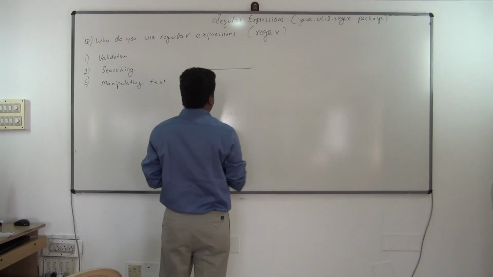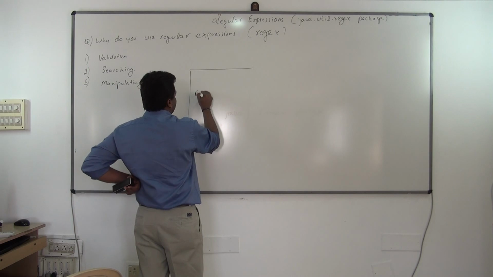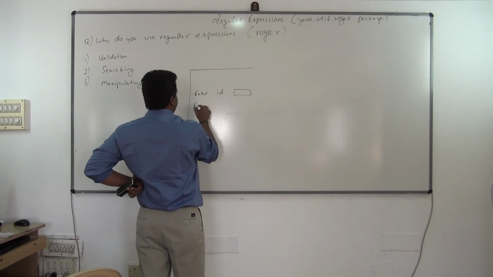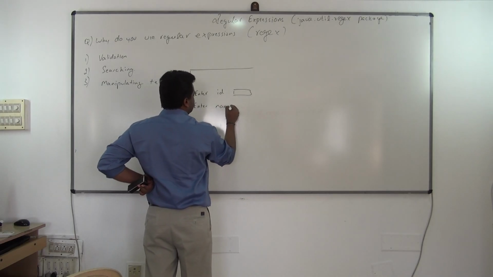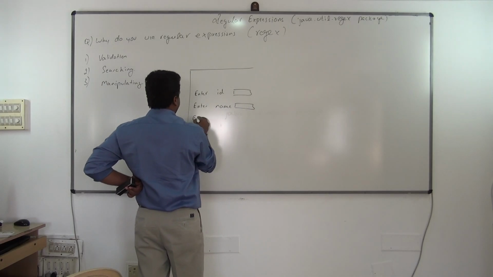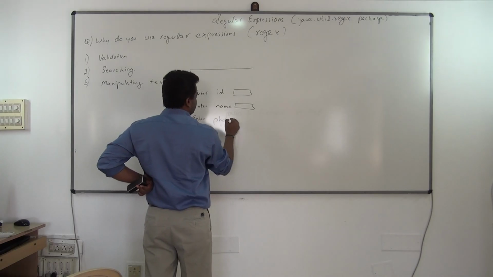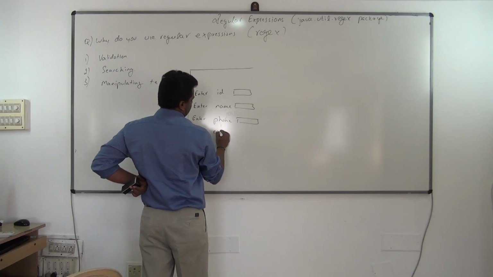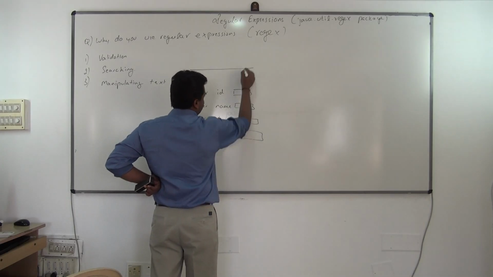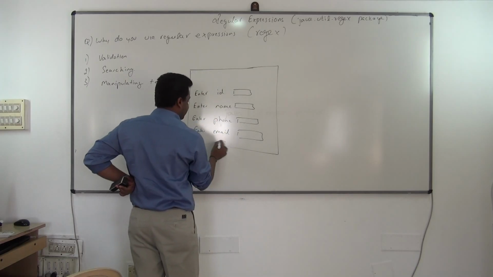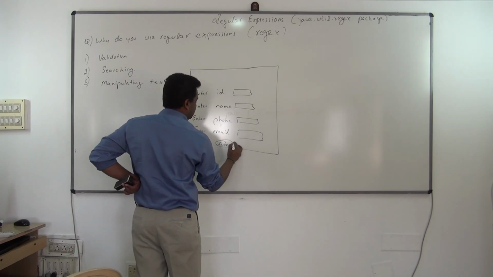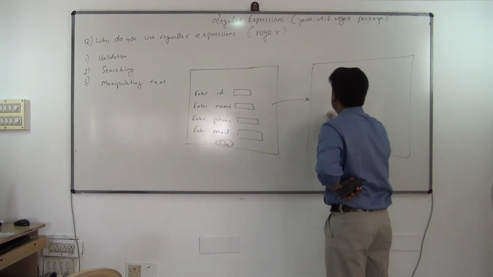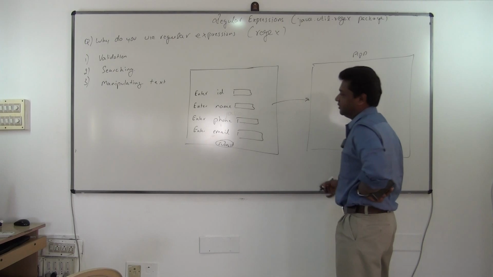Generally your applications will have a UI, and there you might be asking the user to enter ID. Then you might be asking him to enter name, then phone number. Like this, you'll have many fields. Then you might be asking him to enter email. Like this, many fields will come out. So what happens when he submits the value? These values will enter into your application.